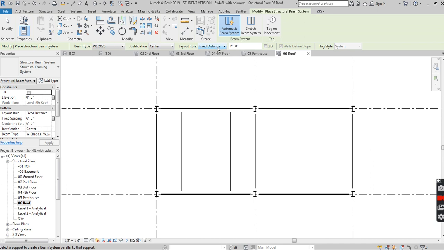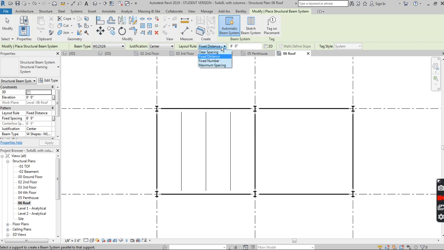Fixed distance means that the distance between these joists is going to be 6 feet. So we have 6 feet from that middle joist to that left joist, 6 feet from the middle to the right, and this may or may not be 6 feet from that joist to that beam. It could possibly be shorter. In order for it to be exactly 6 feet, we would have to have 24 feet total from that outside beam to that outside beam. So if it was only 22 feet, then this would be 6, this would be 6, and then this would be a little bit shorter on the outsides.